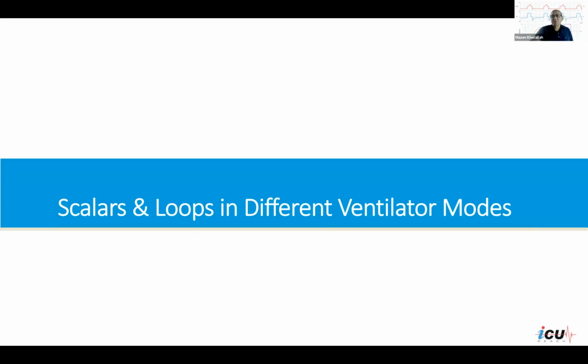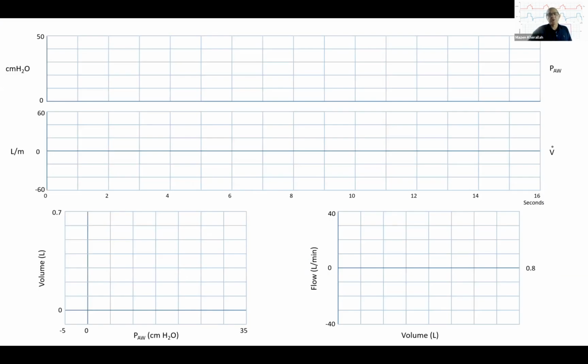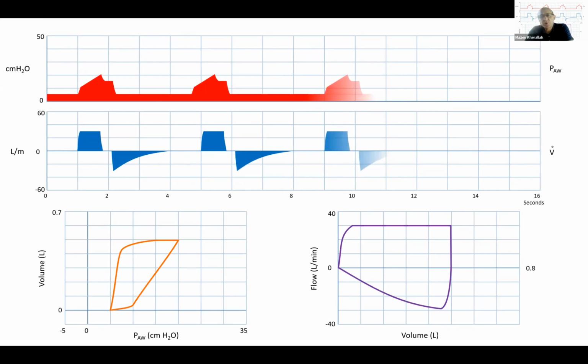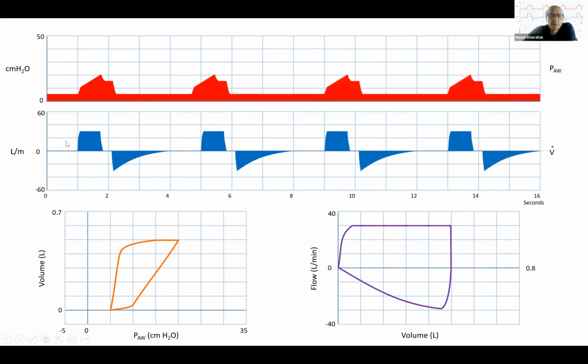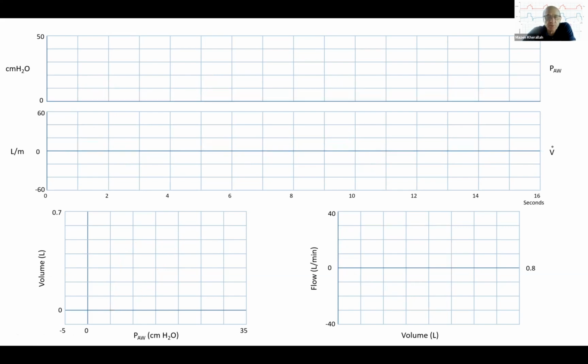And of course, if you understand the scalars now and you understand the loops, you can put them together. When you put them together, you have here flow and you have pressure. Here you have volume over pressure, and here you have flow over volume. Of course, you can make any combination you want, and you can play with the layout on your ventilator graphics so you can get more information about the system that you're dealing with.